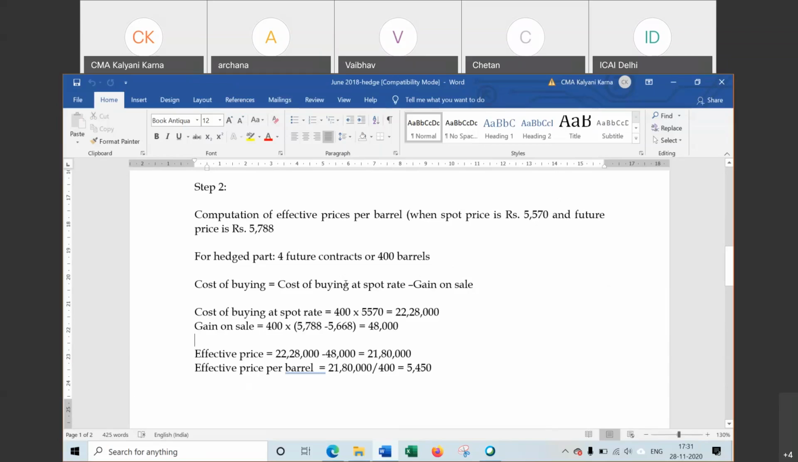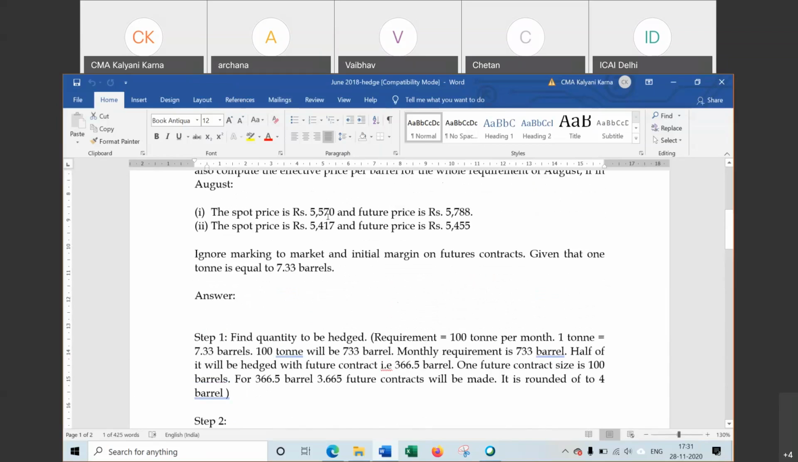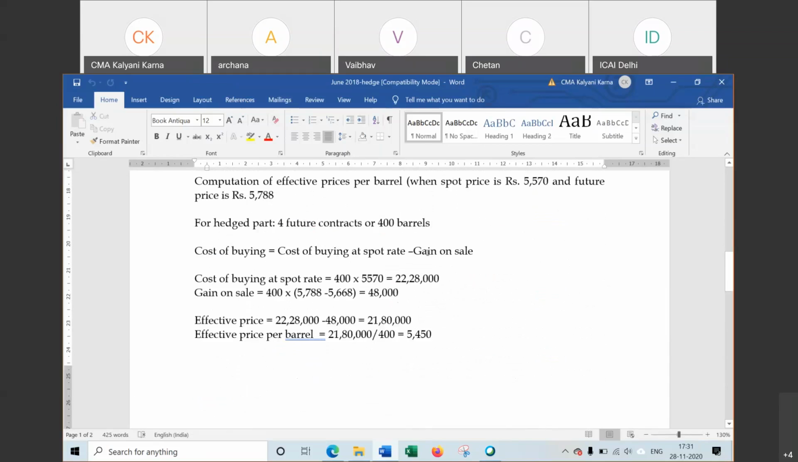Now what is the cost of buying at spot rate? Cost of buying at spot rate, 400 barrels we are buying. Spot rate is 5570. This is the spot rate. And gain on sale: how to find gain on sale? Gain on sale will be the difference in future contract price.